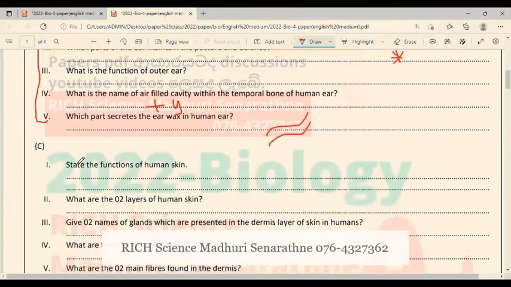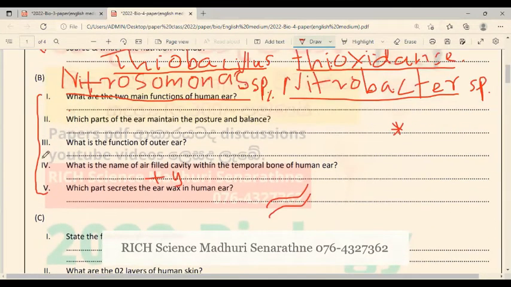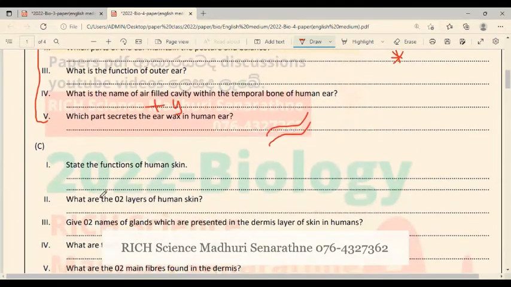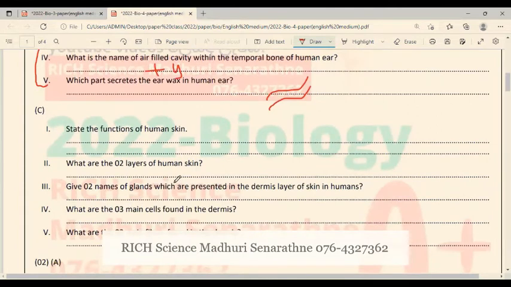Okay, Part C. The aim is studying the structure and function of the human ear. State the functions of human skin. Every function should be there.